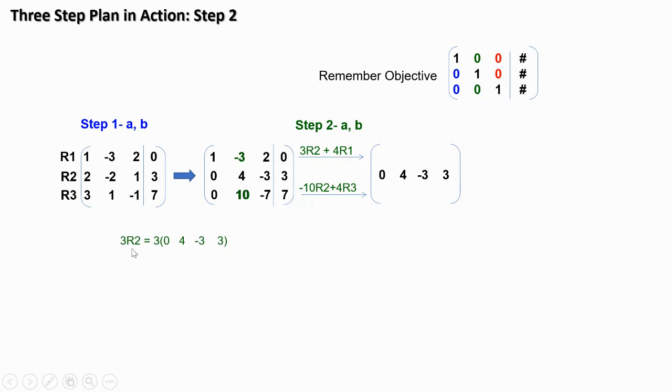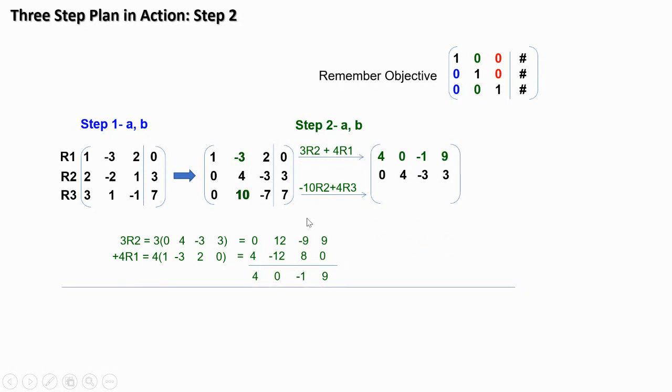So here's my work on the bottom. 3 row 2 will be 3 times row 2. There's my row 2, which is 0, 4, -3, 3. So 3 times 0 will give me 0. 3 times 4 will give me 12. 3 times -3 will give me -9. And 3 times 3 will give me 9. And then I also have to multiply 4 times row 1, which is 4 times 1, -3, 2, and 0. I got those from row 1. It's going to give us 4, -12, 8, and 0. After we add them, it's going to give us 4, 0, -1, 9. So this becomes my new row 1.